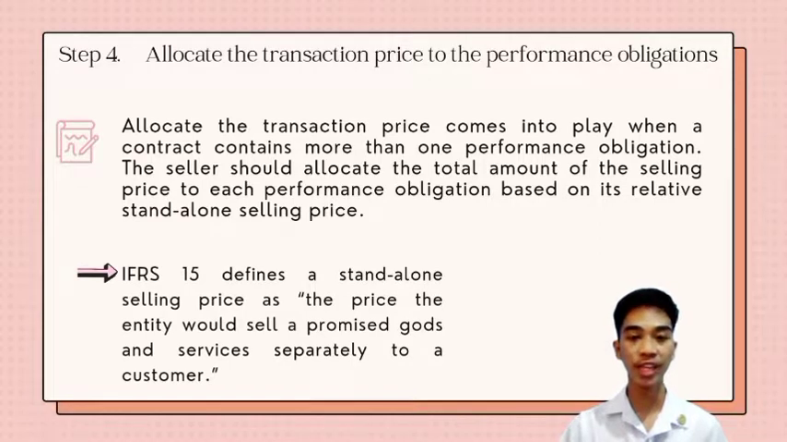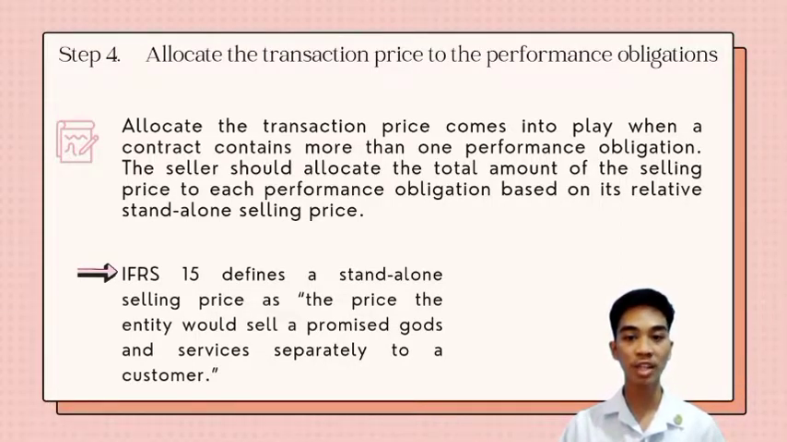Under IFRS 15, an entity allocates a contract's transaction price to each separate performance obligation within that contract on a relative standalone selling price basis at the contract inception, or at the time of the establishment of the contract. IFRS 15 defines a standalone selling price as the price at which an entity would sell a promised good or service separately to a customer. The best evidence of the standalone selling price is the observable price of a good or service when it is sold separately in similar circumstances and to similar customers.